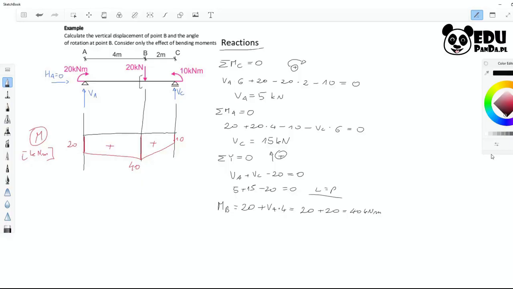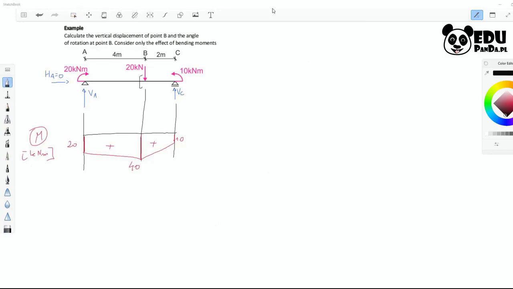Let's start with the vertical displacement of point B. To calculate the vertical displacement of point B, we first need to draw the entire beam diagram again. So let's discard these calculations for now, which won't make us happy anyway, and draw the beam here, which we will now calculate. It's basically the same beam, but differently loaded.